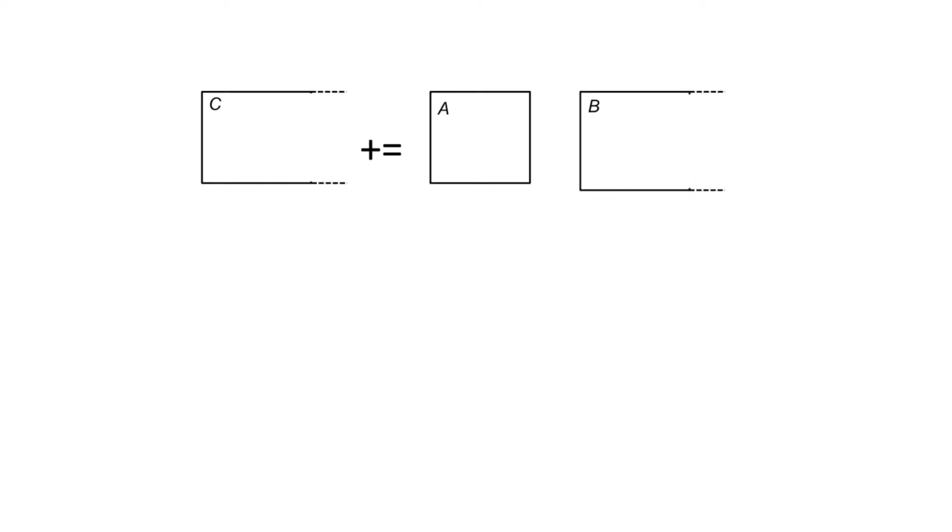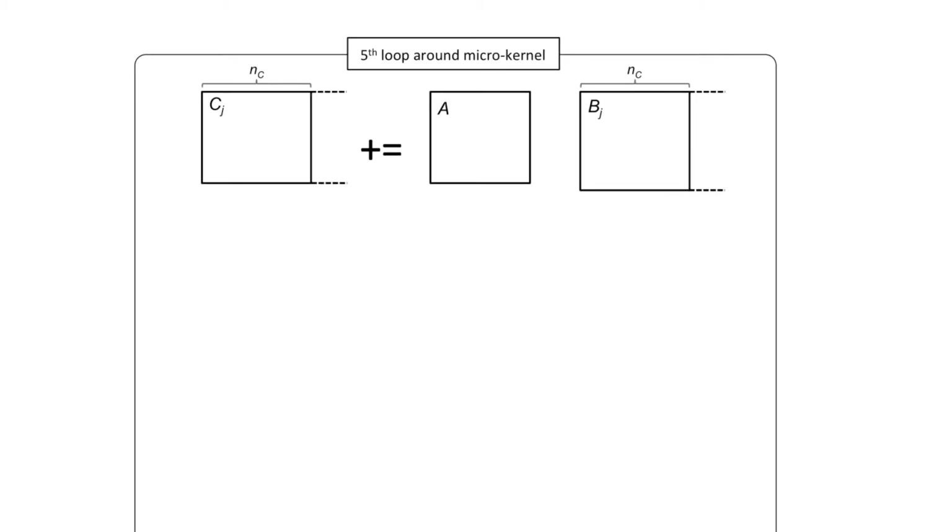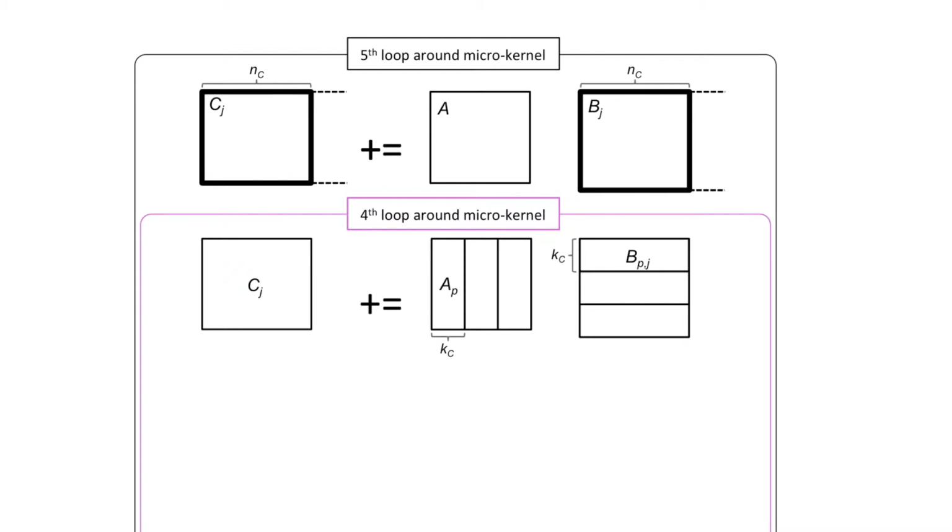So here we depict C being updated by A times B. And first we partition C and B by columns, and you may recall that this was to limit how big of a chunk of B ends up in the L3 cache. So think of this as a loop. Now, for each iteration of that loop, we take our matrix A and our matrix B, and A is partitioned into column panels and B is partitioned into row panels. And recall that to update C now, we need to do the first column panel of A times the first row panel of B, and then the second column panel of A times the second row panel of B, and so forth. Now, that's a loop again.